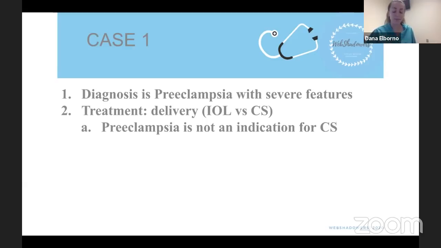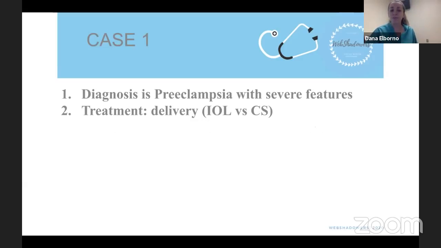or C-section. I'm actually speaking, I think, on the 22nd of September about induction of labor and going to talk a little bit more about some indications for induction versus C-section and modalities of delivery if somebody is not going into spontaneous labor, so you can stay tuned for that. But essentially, the takeaway point for today's lecture is that the treatment for preeclampsia is delivery.